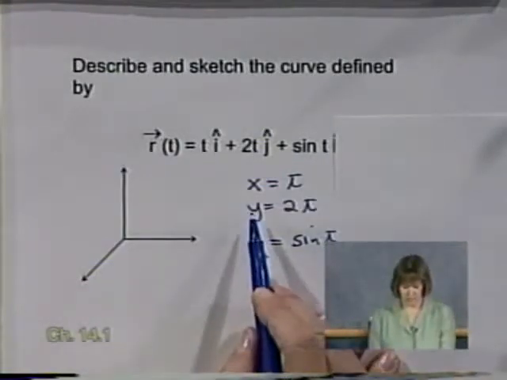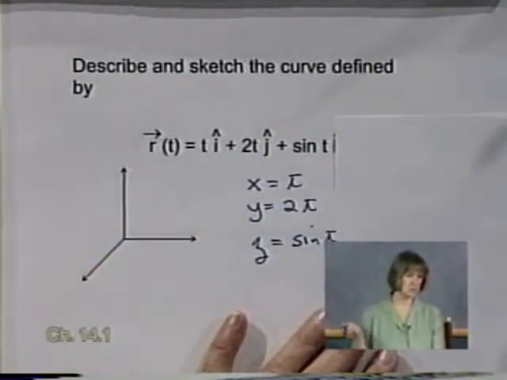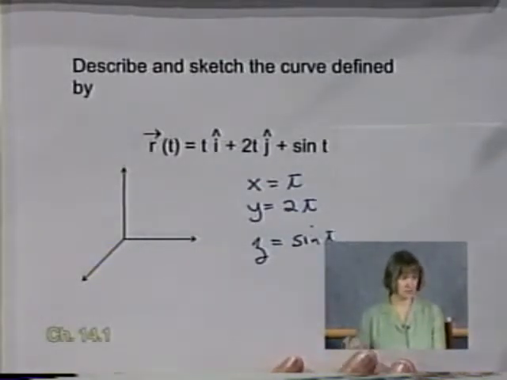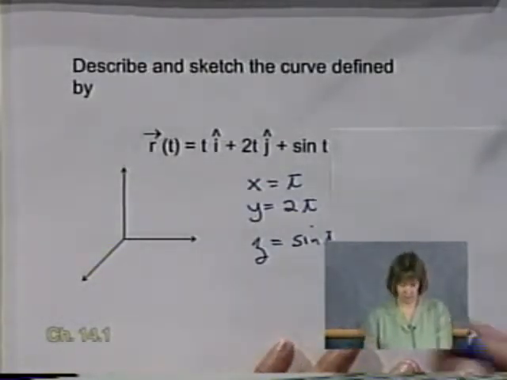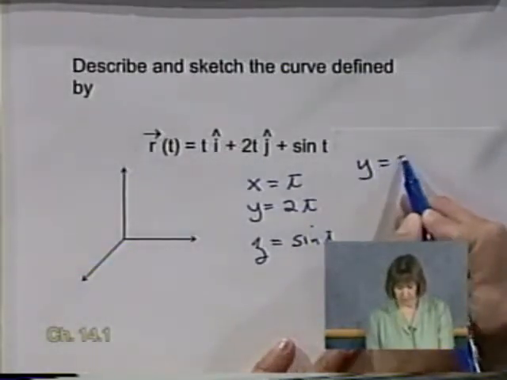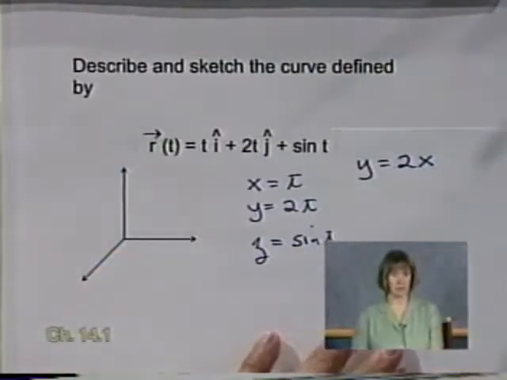Well, notice I can't use sine squared plus cosine squared equals 1 this time because I don't have a cosine. All right, so that option's gone. That was cutesy for that one, and it's gone. But notice, since y equals 2t, the x and y equations satisfy the equation y equals 2x.